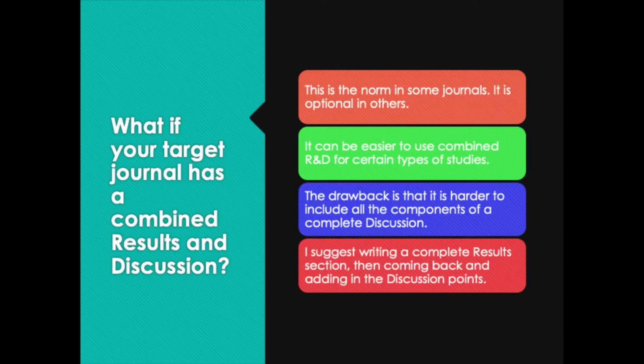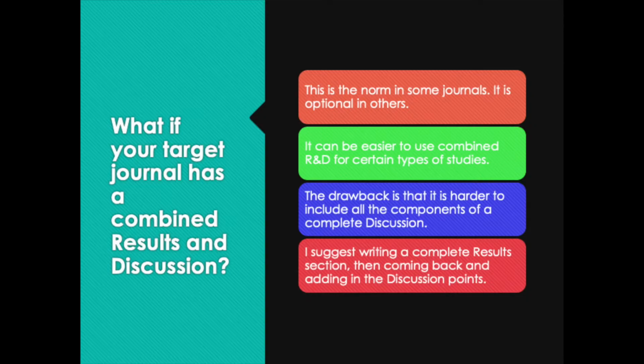Now, some of you are probably thinking, what if I need to write a combined results and discussion section? How do I do that? Well, we're not going to go into a lot of details about how to do that because the techniques are quite similar. A combined results and discussion section is the norm in some journals, and it's optional in other journals, and some journals don't like it and don't allow the combined results and discussion section.